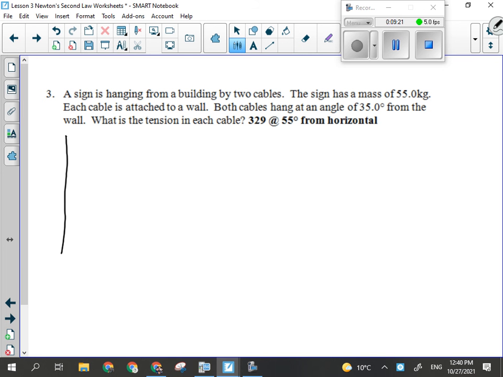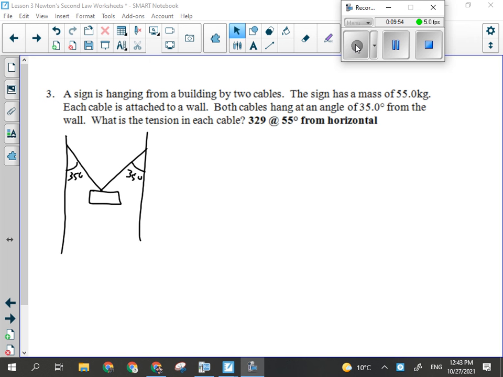Okay, so just in case you're having trouble getting started, right? What we're looking at here is that situation. Okay, we got a sign hanging from two cables. The cables are essentially identical, angled at identical angles, and they're supporting the sign. Think about what forces are acting here.